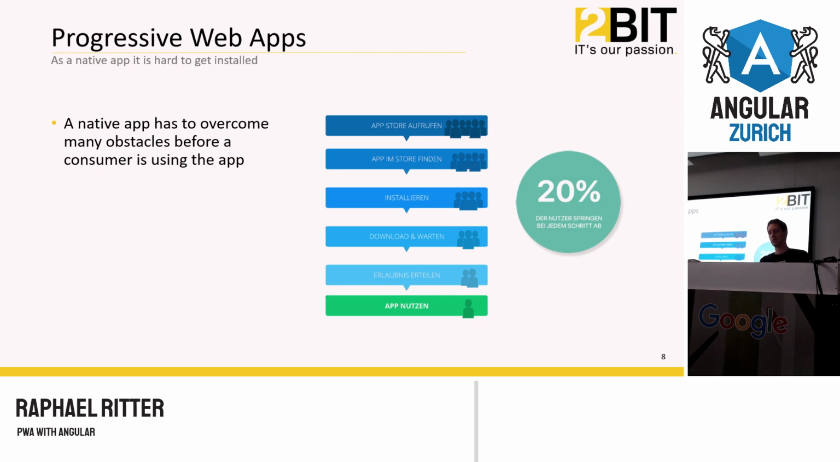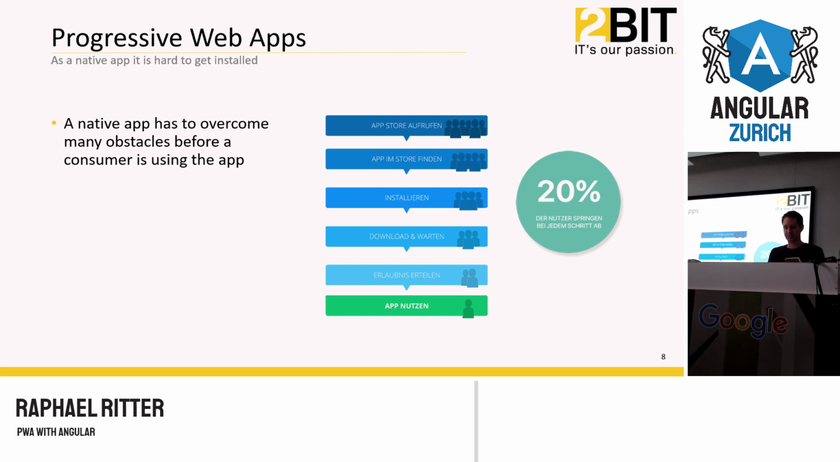Just going to the store and finding our app, we already lose 20% of the people. Then we need to get him to install our app. And during that, we again lose about 20% for different reasons. For example, he currently has a weak connection, and our app is sadly like 100 megabytes big. So we probably will not wait 20 minutes until the app is downloaded. He will just say, "Ah, forget it," and take another app.